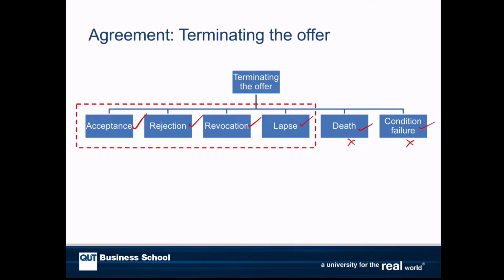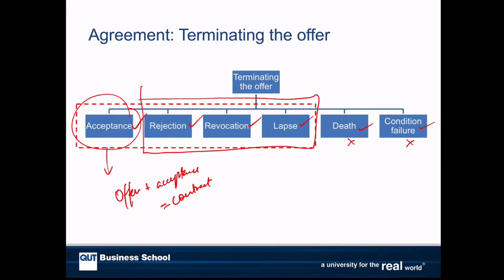So let's get into this. We're going to hold acceptance back a bit and treat that separately, because once we have offer plus acceptance, we know we have a contract, right? So that's why acceptance is important and has a few more rules. Whereas if an offer is rejected or revoked or lapsed, we have no contract. Okay, so that's why it's important to know these. If these happen, we don't have a contract. If acceptance happens, we do.